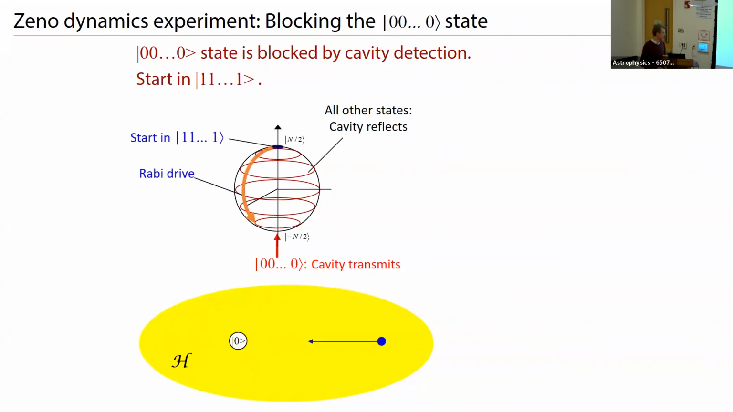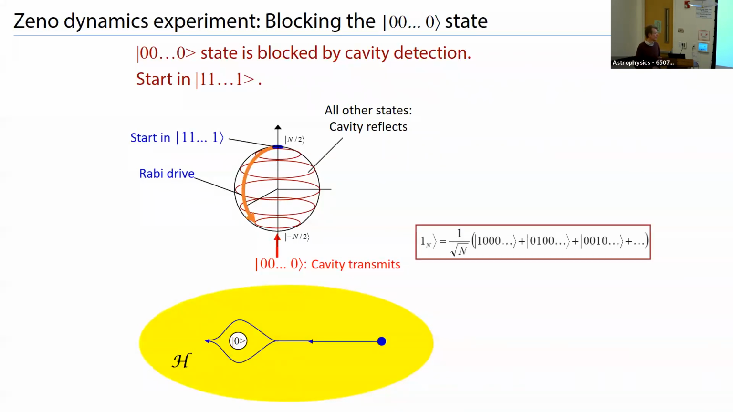So what will happen? Well, somehow the system will go around this forbidden region, and what happens there? Well, it turns out that at the time that you would normally be at the south pole, instead you will be in this highly entangled state here, called the W state, where you have exactly one excited atom, but you don't know which one it is.